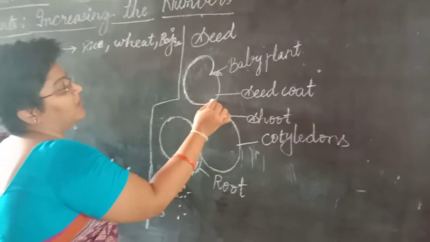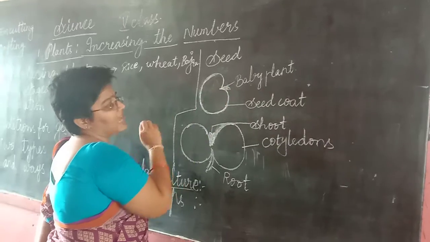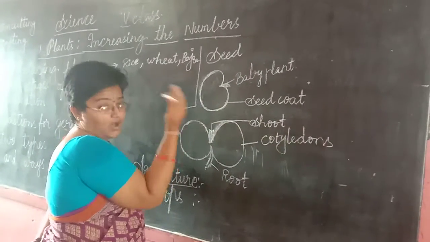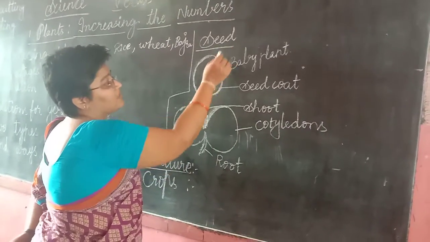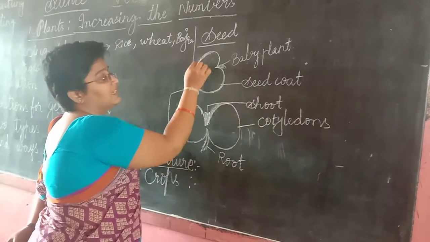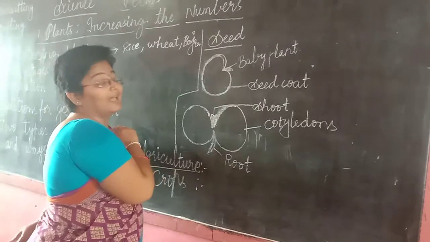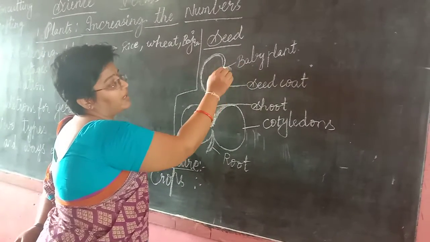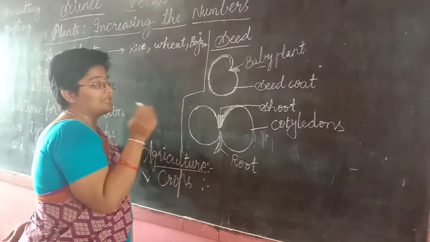So this is nothing but the shape of the seed. So let us see what the seed actually contains. The seed which is developing into a baby plant or about to grow into a new plant. So what are the parts that the seed contains? A seed contains a seed coat, which is nothing but the outer layer of the seed structure, and the baby plant which is sprouting or protruding. So what does this seed contain?